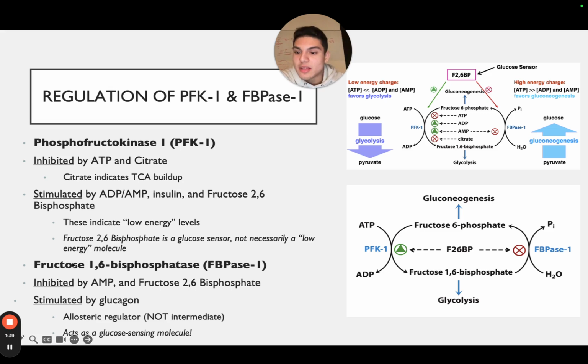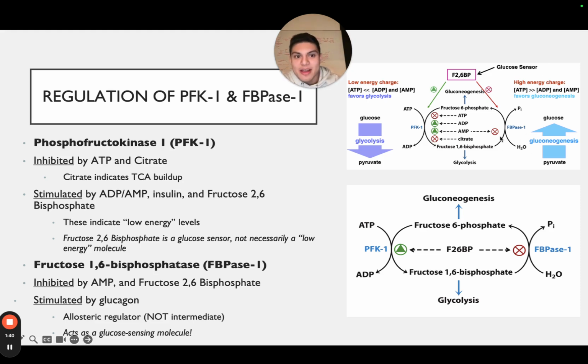So with fructose 1,6-bisphosphatase, now we're talking about gluconeogenesis. So gluconeogenesis will essentially be stimulated when we have high energy states, right? So if we have ATP, it's going to stimulate it. If we have low energy molecules, it's going to say, hey, we don't have the energy to do it. We're not going to be able to do gluconeogenesis. We don't have the power to do so. So that's why AMP serves as an inhibitor of this gluconeogenesis pathway.